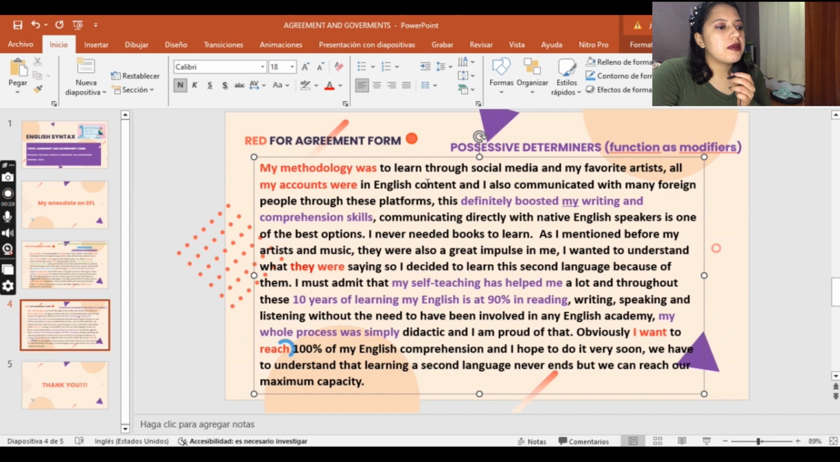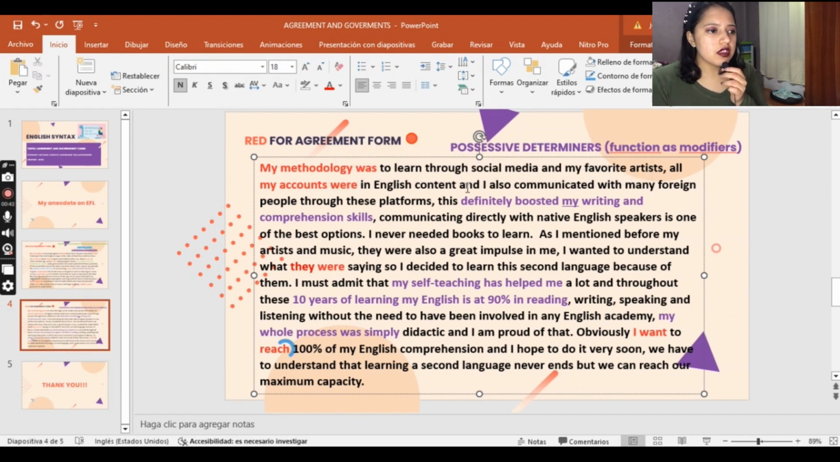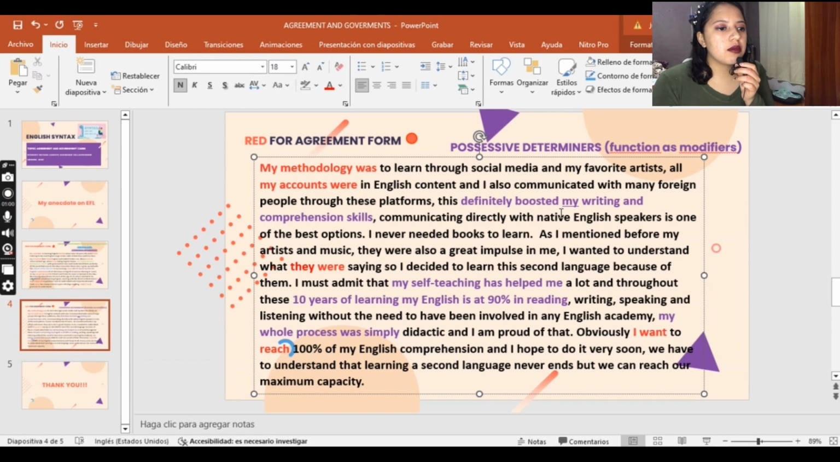All my accounts were there, in red for agreement form, because accounts is plural, so the verb has to also be in plural. So this is grammatically correct. In English content, and I also communicated with many foreign people through these platforms. This definitely boosts my writing and comprehension skills. Here I have a possessive determiner because of the modifier my. I am showing ownership because I boost my writing and comprehension skills.